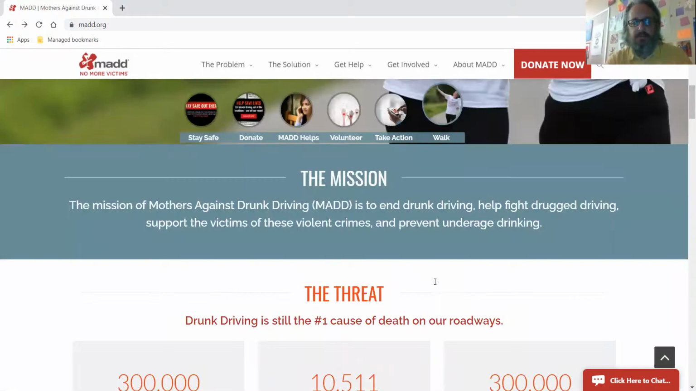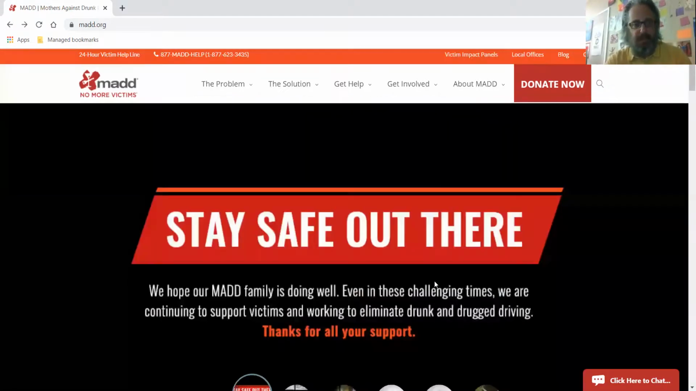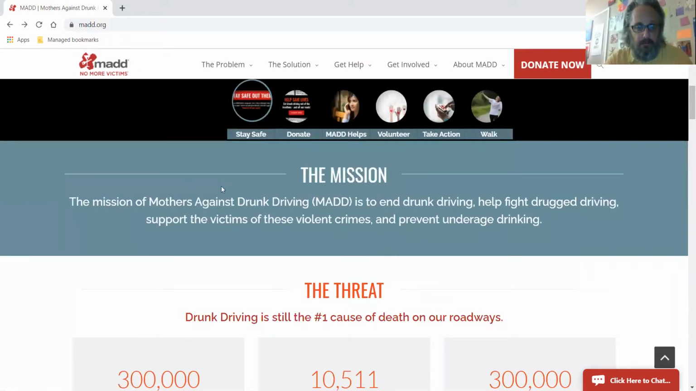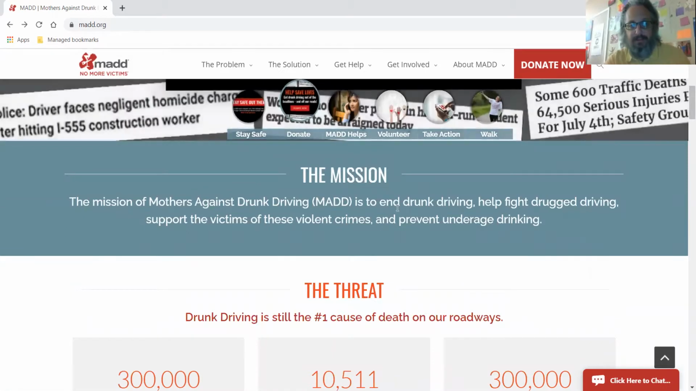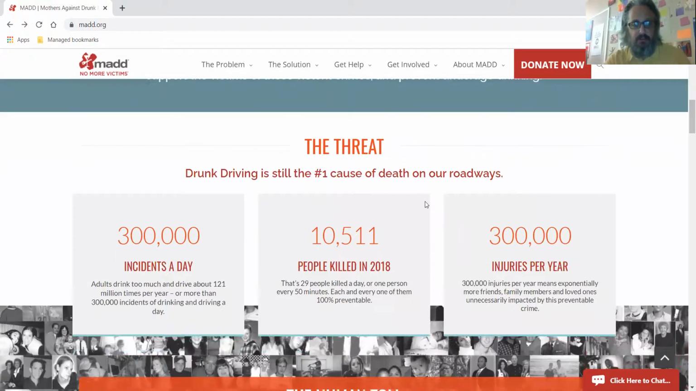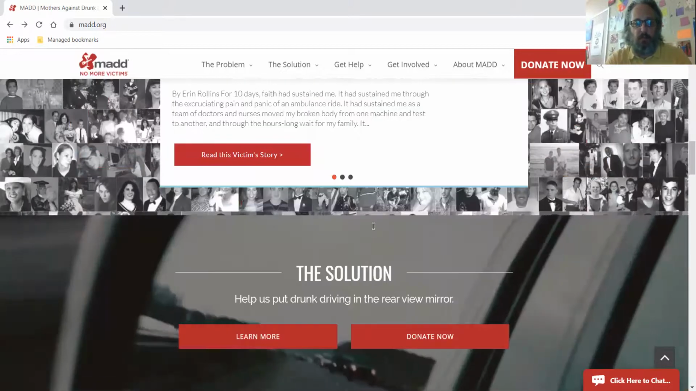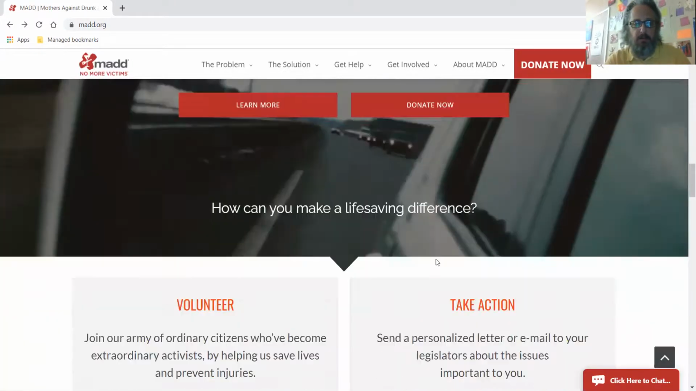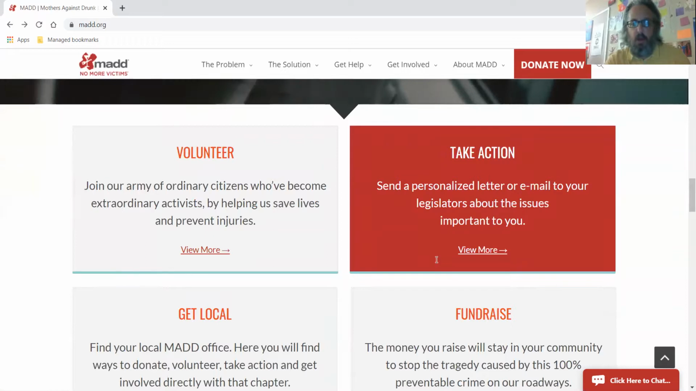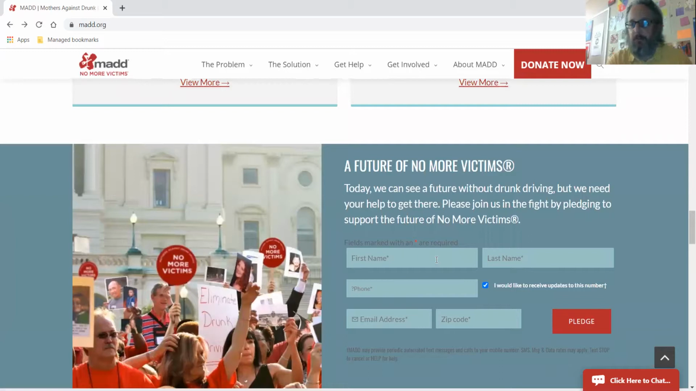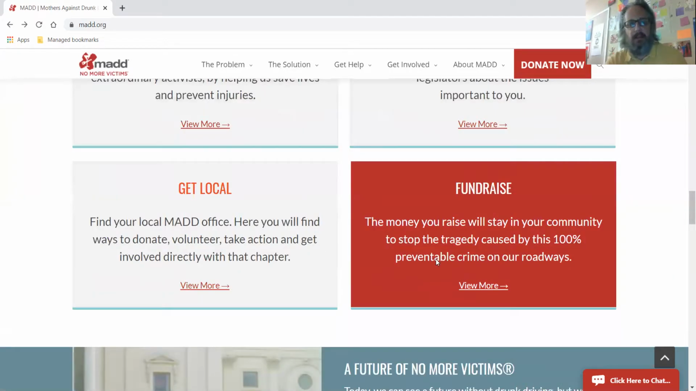Repetition. Notice how many times in this page they say the words stop or end drunk driving, okay? It's all over the place. There's their title, Mothers Against Drunk Driving, to end drunk driving, to fight drug driving. Drunk driving is still the number one cause of death. Drunk and drug driving. The repetition of those words helps put drunk driving in the rearview mirror. That's repetition. That's how that works. And we have more that we can say.